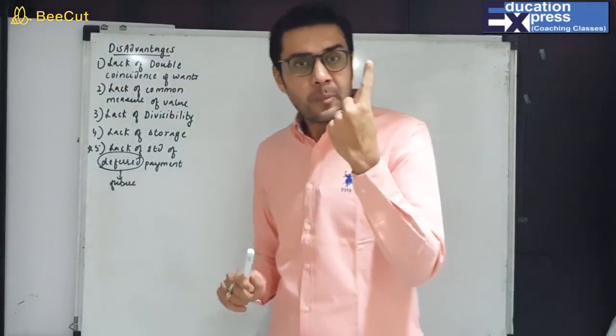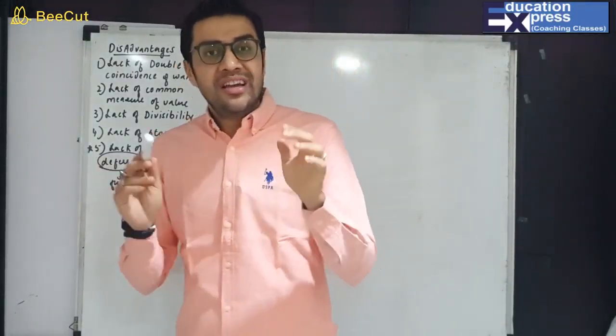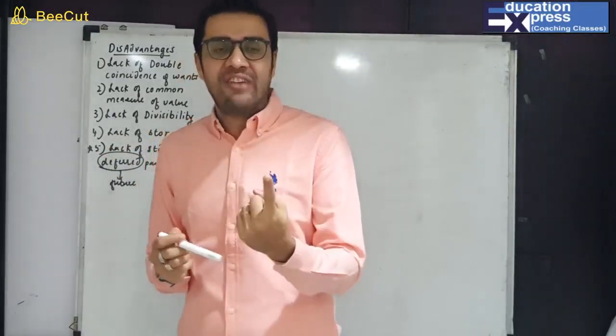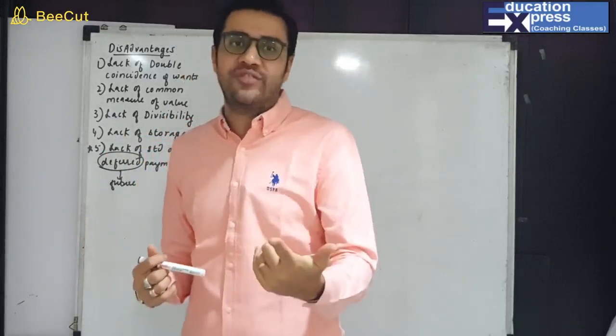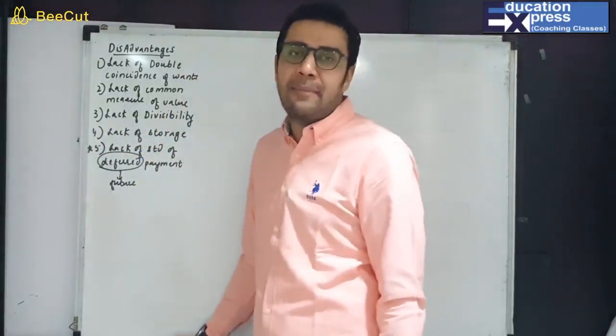One was that both the parties should come to the common commodity. One was about the quality, whether the quality will be the same in future or not. And one was the change in the value of the commodity. So these are the 5 disadvantages of the barter system.